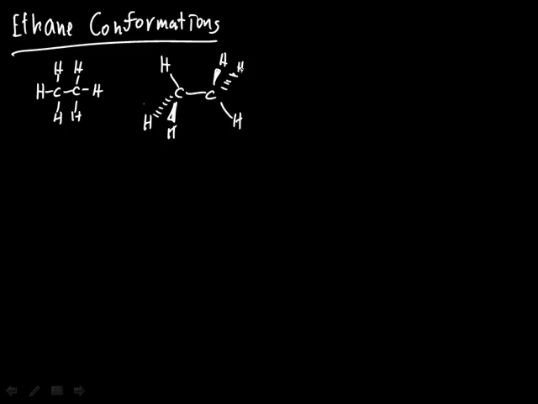So a CH bond in ethane has a length of 1.10 angstroms, so very close to the one in methane, while the CC bond is much longer, it's 1.54 angstroms. The angle between the CH bonds and the CC bond is roughly the same as in methane, 109.5 degrees.